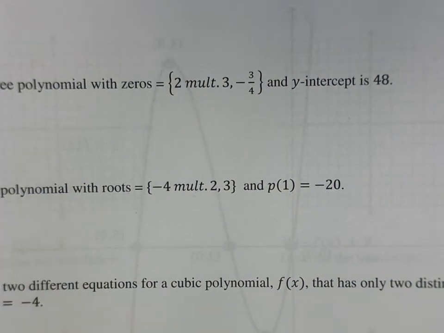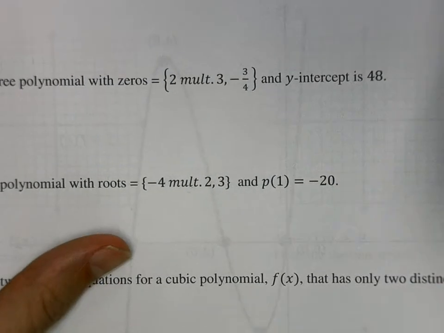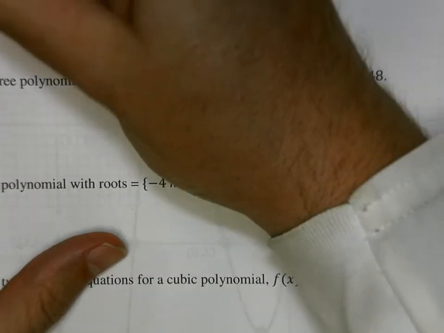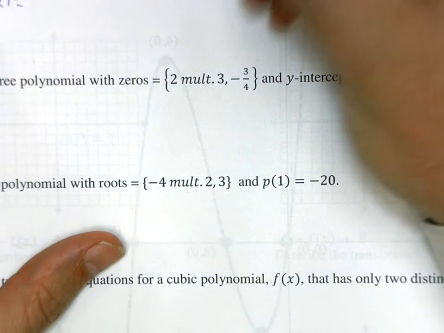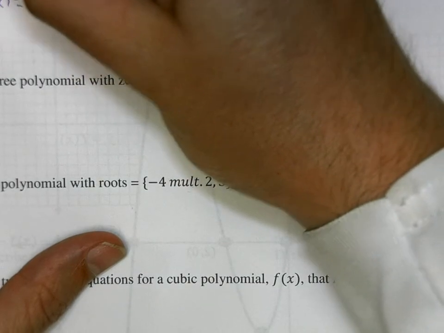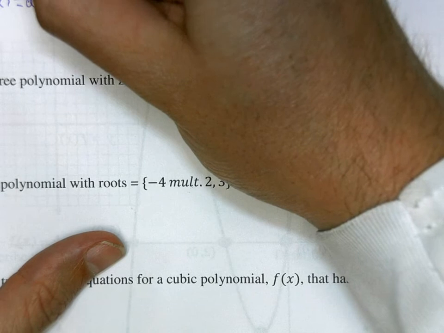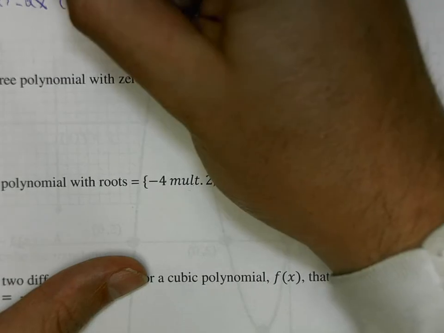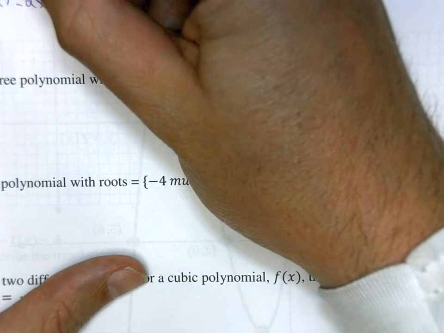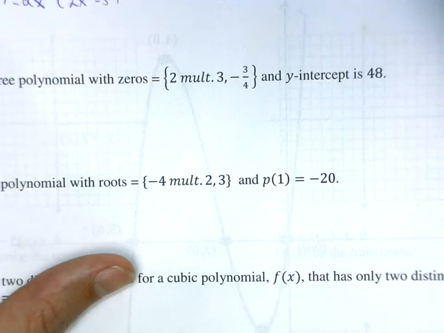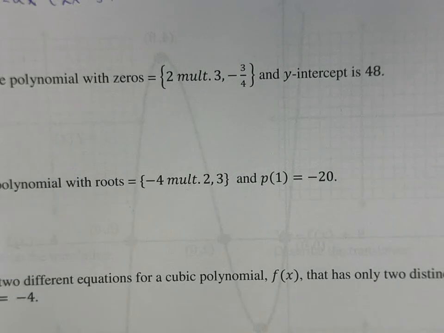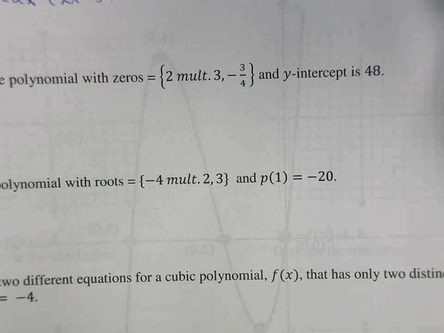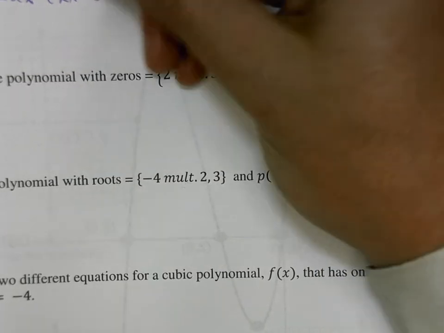Okay, these four problems are pretty much the same. So we've got f of x equals, we've got 0 multiplicity 3, so don't forget the a by the way, that's x cubed, 5 halves. So that means you would do 2x minus 5. And then 3 multiplicity 2, x minus 3 multiplicity 2.